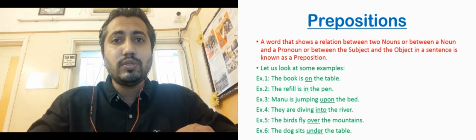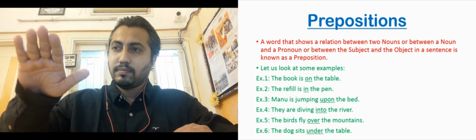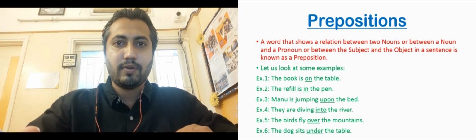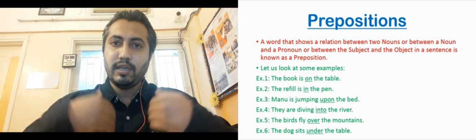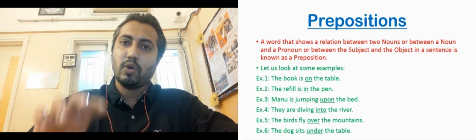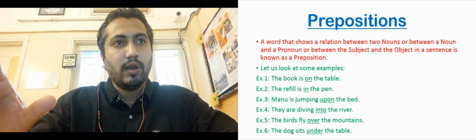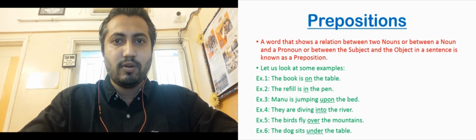Now when do we use the preposition on? We use the preposition on when something is kept on something, it is already there. For example, I am sitting on the chair, so I am already on the chair. When something is already on something, we use the preposition on. The book is on the table, that means the book was already there on the table.